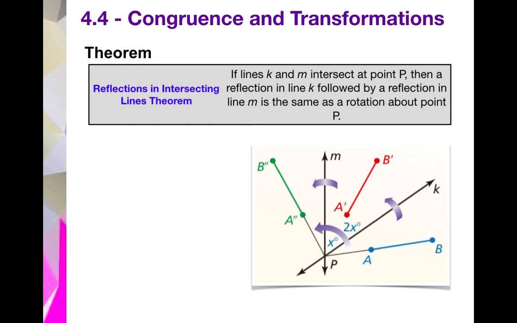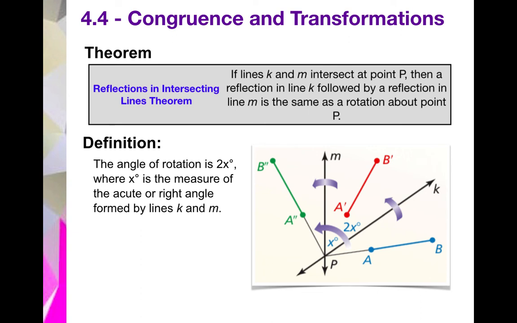And another thing that we find is that the angle of rotation is going to be 2 times that of the angle between the two intersecting lines. So if this is x degrees between these two lines, then from A to A double prime, it's going to be a 2x rotation around point P. And that's the theorem.